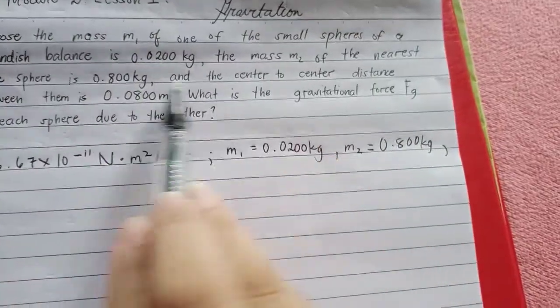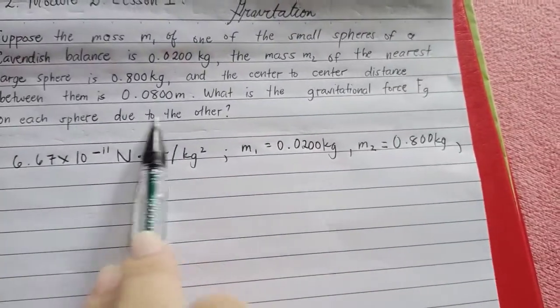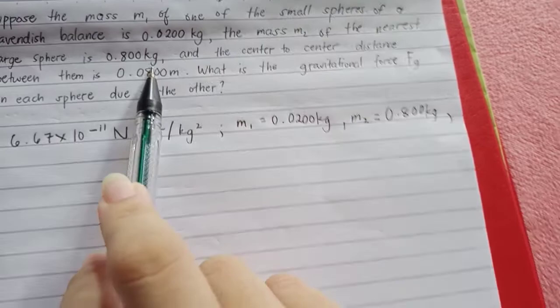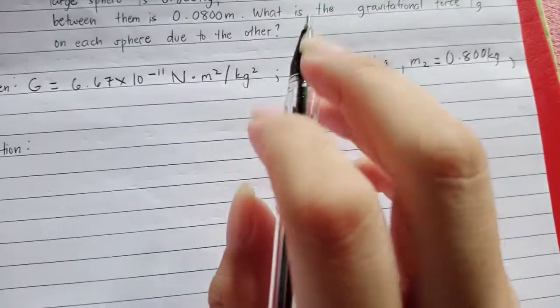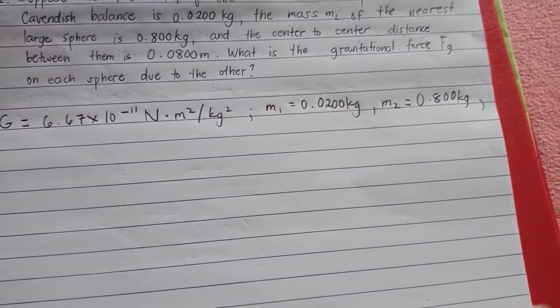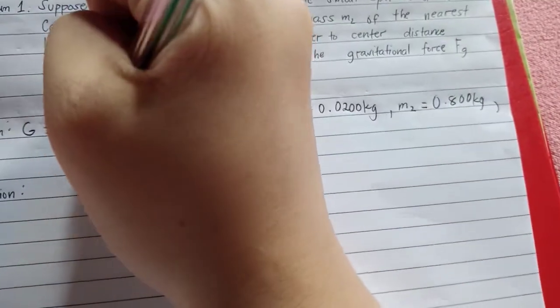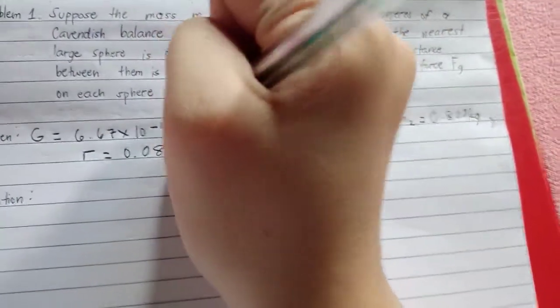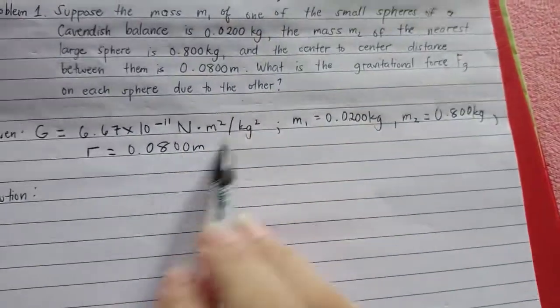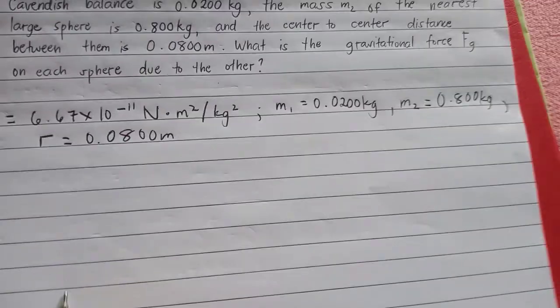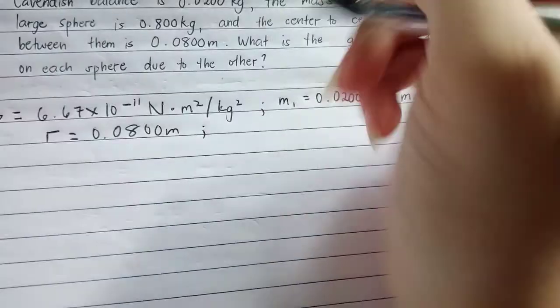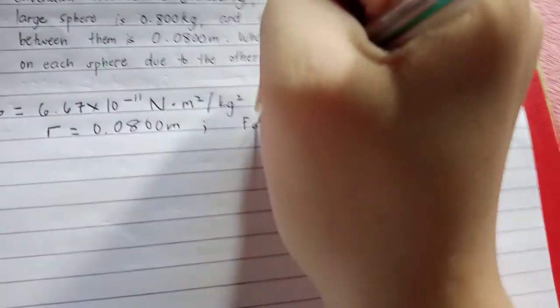Then the center to center distance between them is 0.0800 meters. Oh, sorry, it's not a force, it's the radius. The radius, the distance. Radius is equal to 0.0800 meter, because it's the distance. The unit is meter. So we need to find the gravitational force. Fg is unknown. So let's proceed with the solution.